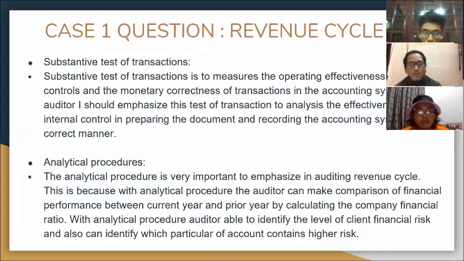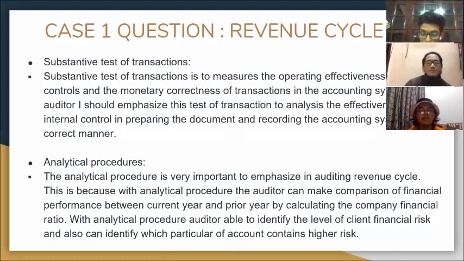Substantive test of transactions. The substantive test of transactions is to measure the operating effectiveness of internal control and the monetary correctness of transactions in the accounting system. As an auditor, I should emphasize this test of transactions to analyze the effectiveness of internal control in preparing the documents and recording in the accounting system in a correct manner.